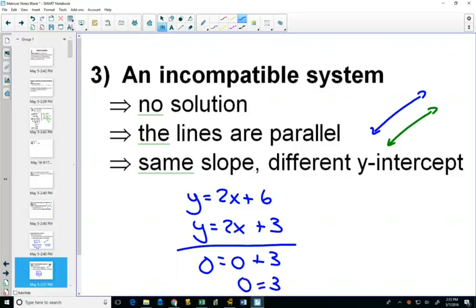When is 0 equal to 3? Never. Well, I'm sure we could be creative here. When is 0 equal to 3? I don't know. I've got good stories.